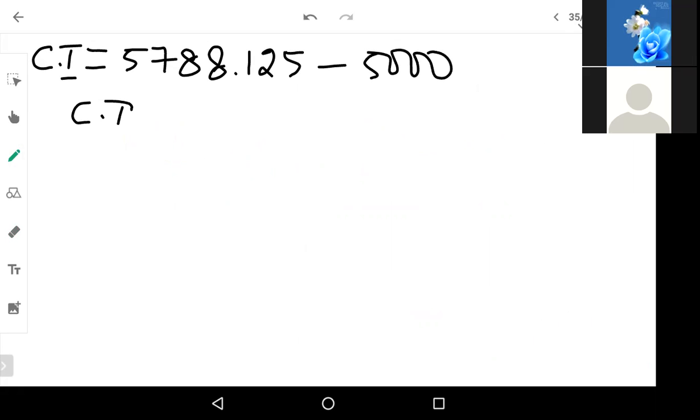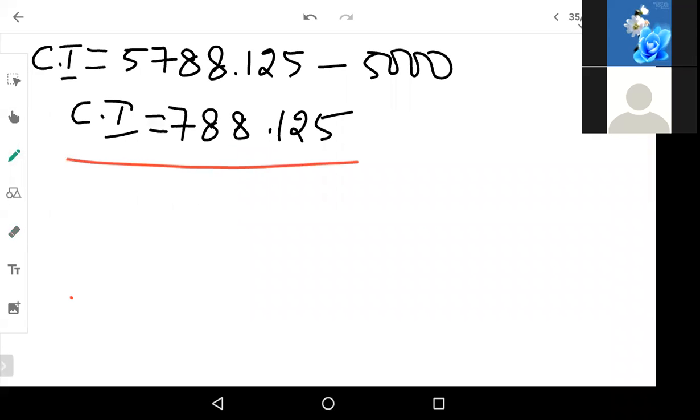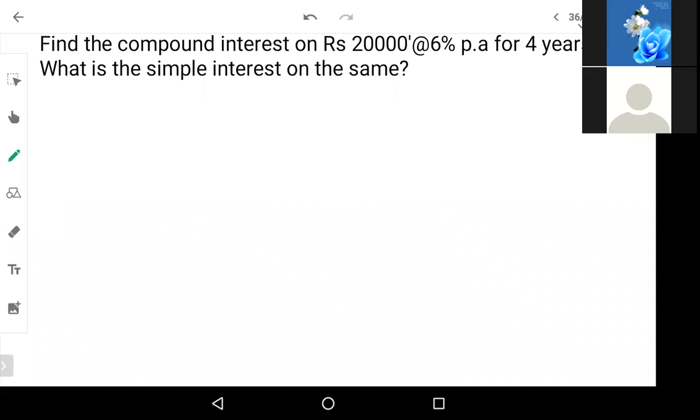So compound interest is 5788.125 minus 5000. So only compound interest will be 788.125. So this will be your final answer for finding the compound interest. Is it clear? Did you all understand? Good. Now let's go to the next question.